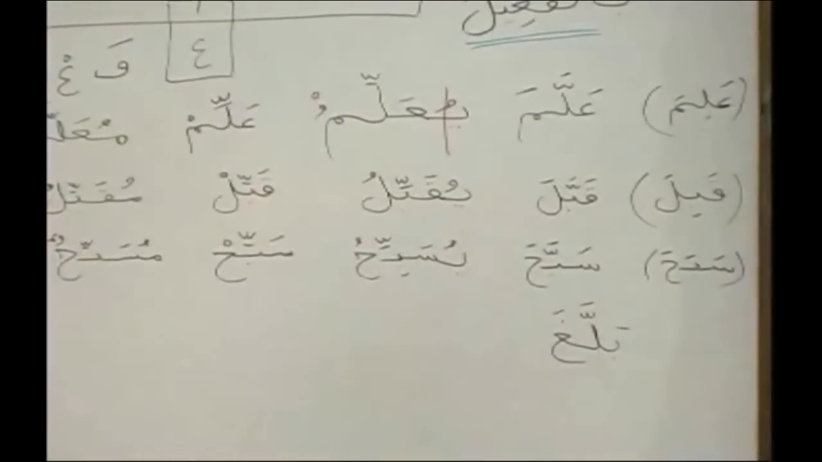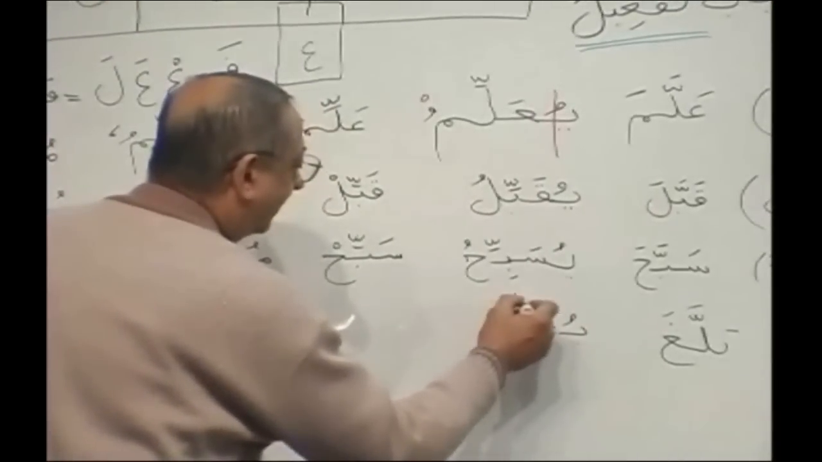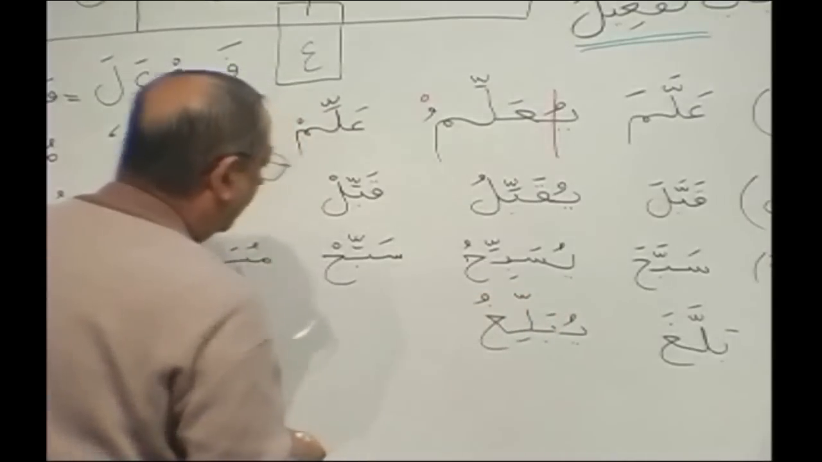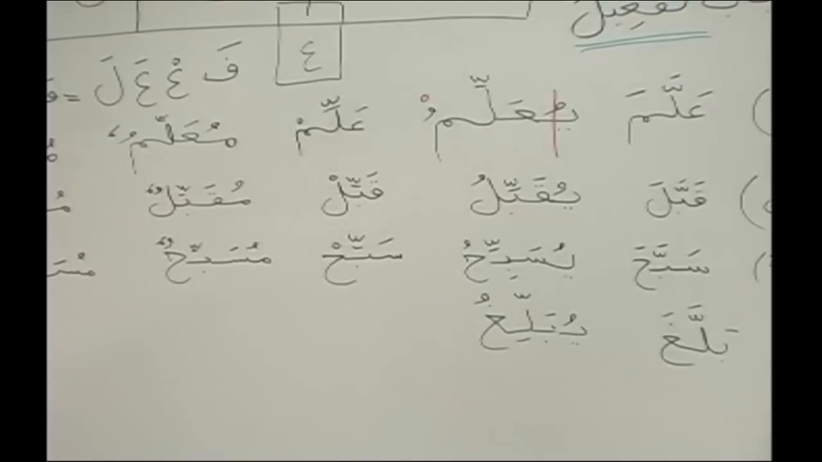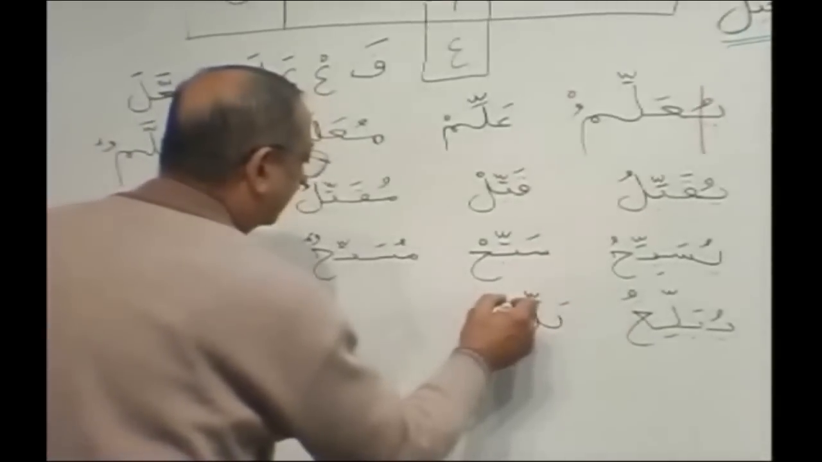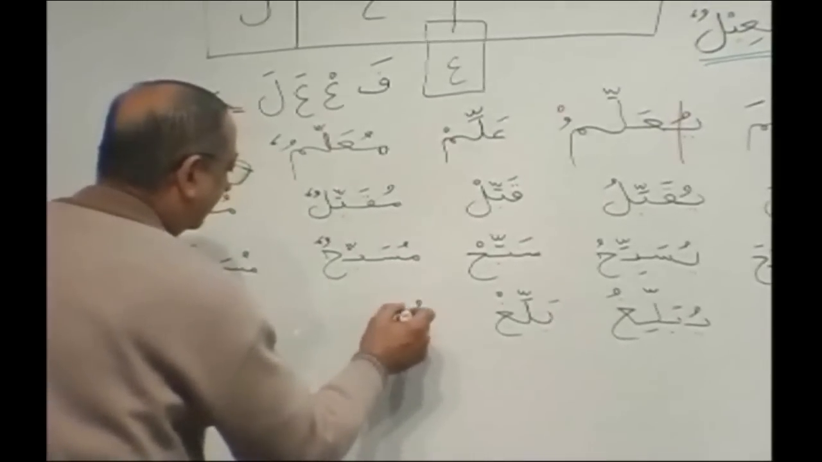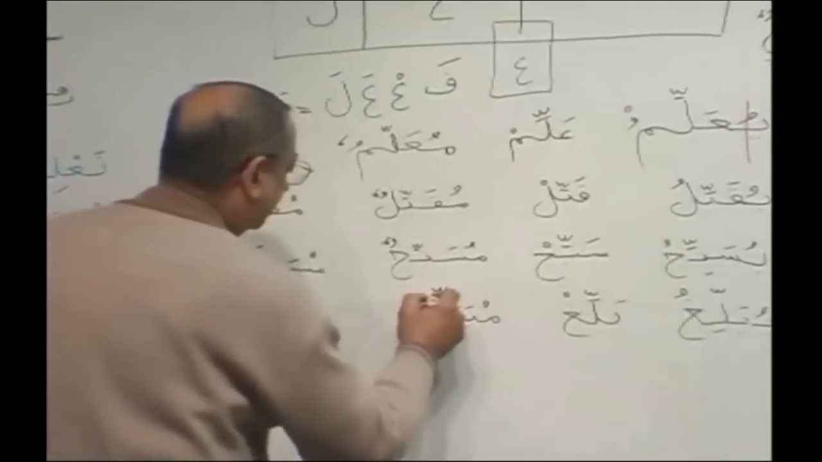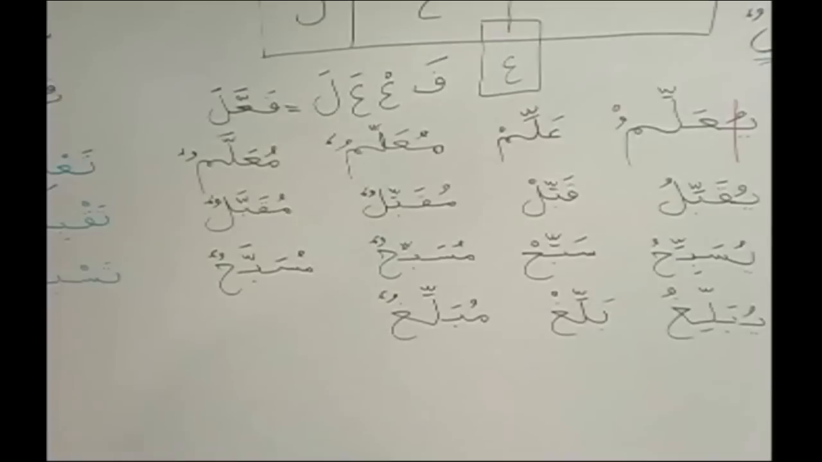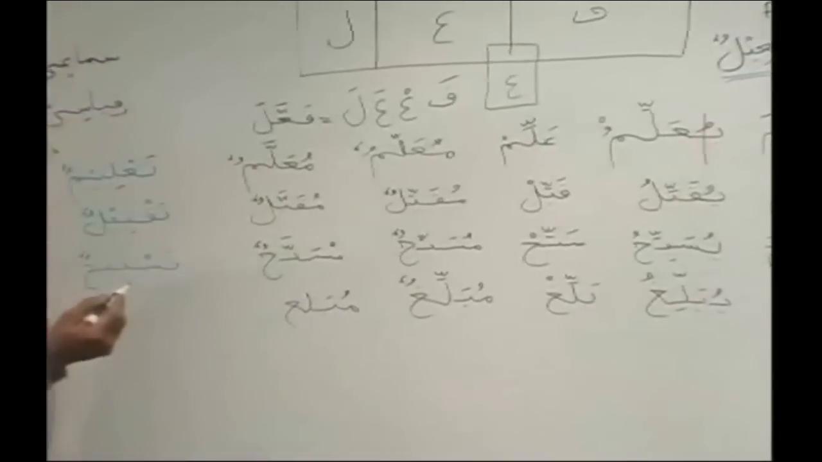Ballagha. Ballagha. Mudariya. Yuballighu. Yuballighu. Amar. Balligh. See, it is so easy. Very easy, brother. Balligh. And what will be here? Muballigh. And then here it will be Muballigh. Did you say Tabligh Jamaat?